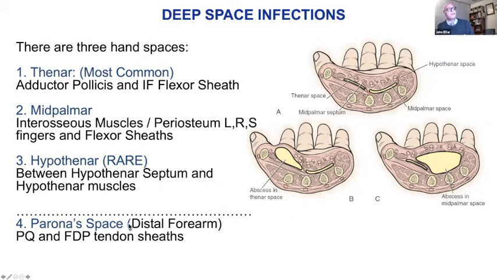There's a fourth space, and it's not a hand space. It's called the Parona space, and it's in the distal forearm, between the pronator quadratus and the FDP tendons. And it can get involved by spread of a hand infection. I'm going to show you that in another slide.